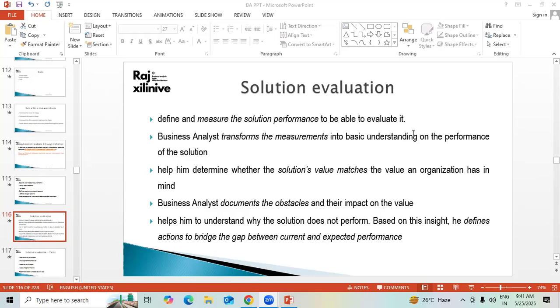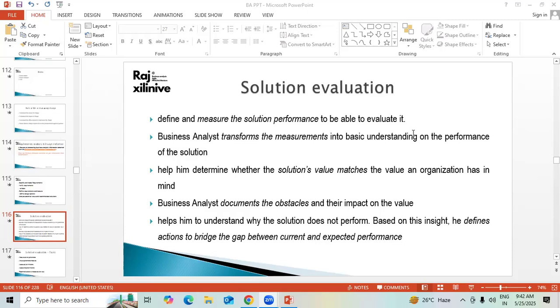Second, as a business analyst, we need to transform what we have measured in the context of solution performance into a basic understanding, right? Because at the end of the day, the solution is to be implemented by the technical team. So they should understand how we have measured and what performance we are expecting out of the solution that we are developing, so we need a clear understanding over that. That's where the business analyst transforms the measurements. This is something we need to know.